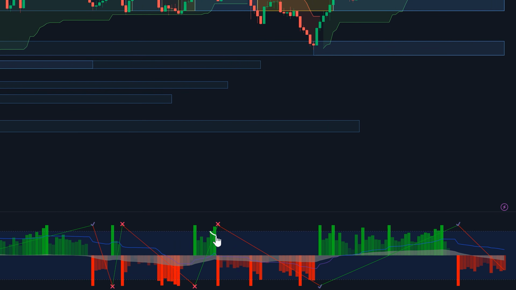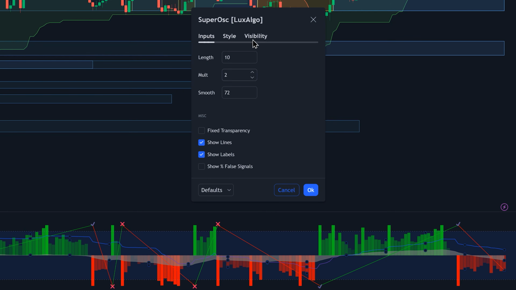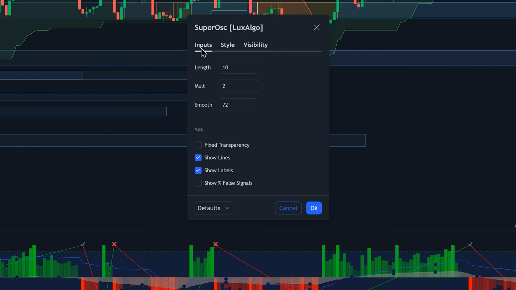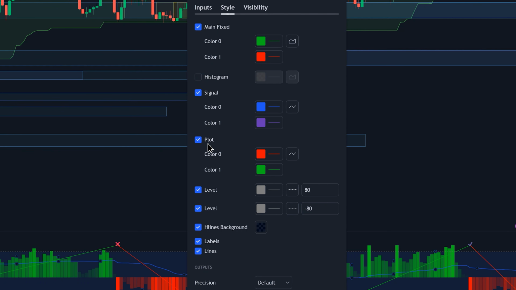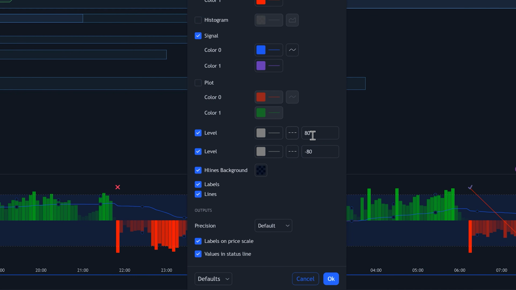Double-click on the SuperTrend Oscillator so we can change some settings. On the Inputs tab, you want to change the length to 20. On the Style tab, you want to disable the histogram as well as the plot option. And then here, we're going to change the upper levels value to 20. For the lower levels value, we're going to change it to -20. We also want to change the signal line color to white for both colors.